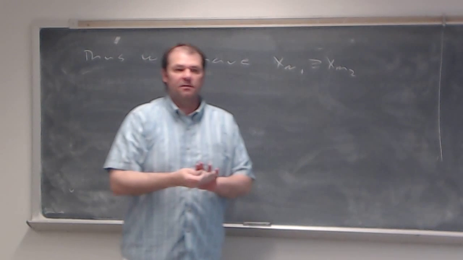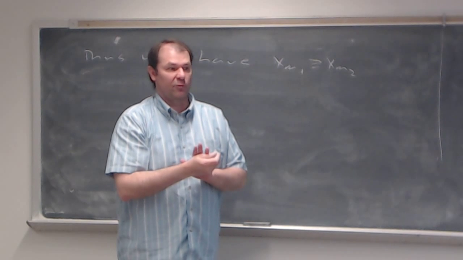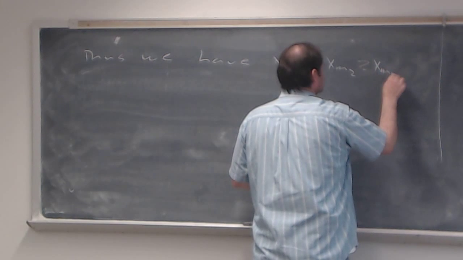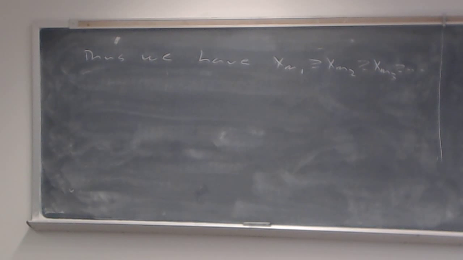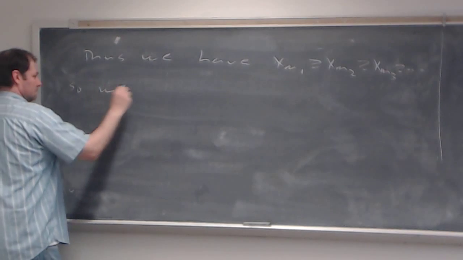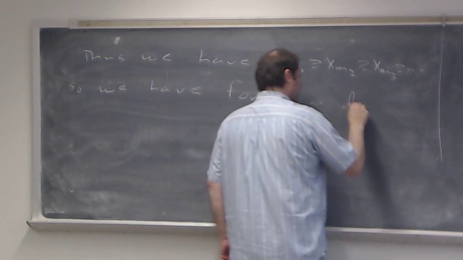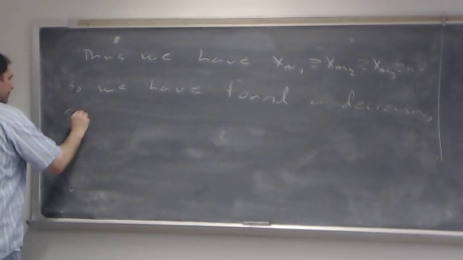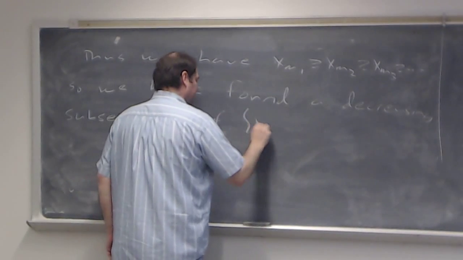Now, X of M sub 2 is a peak. X of M sub 3 follows it. So how does X of M sub 2 compare to X of M sub 3? And it goes on forever in this way. Is that okay? This is a subsequence, okay? What kind of subsequence is it? It is a decreasing subsequence. That's right. We have found a decreasing subsequence of X of N.